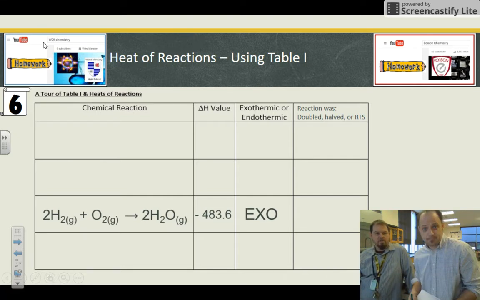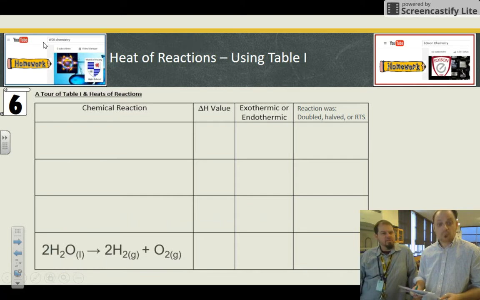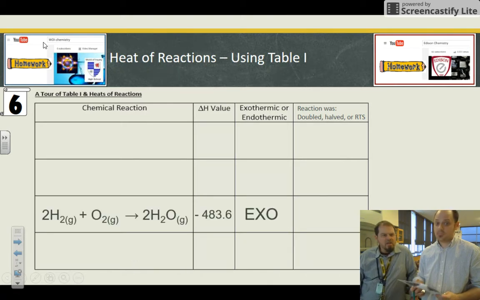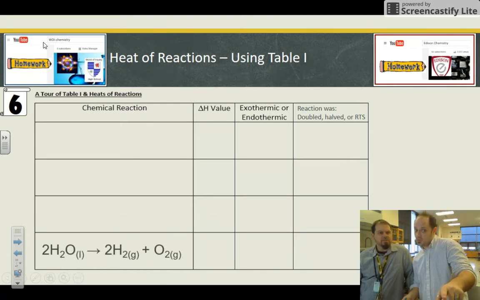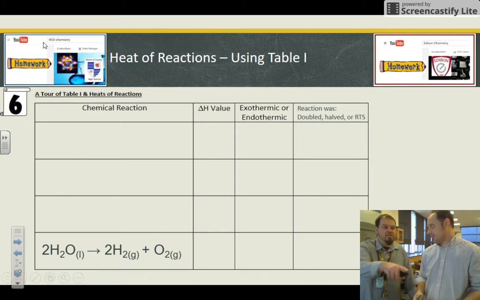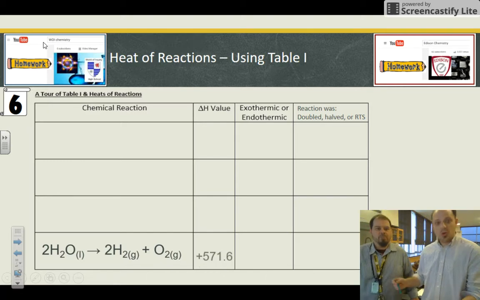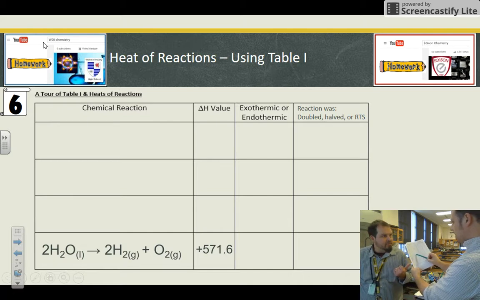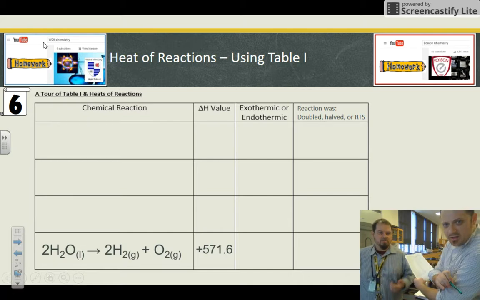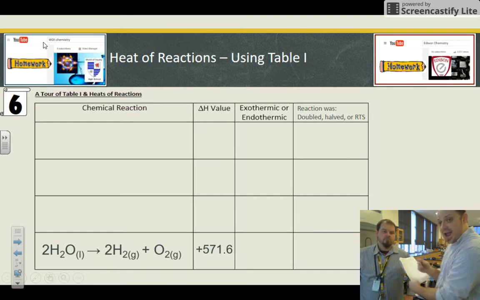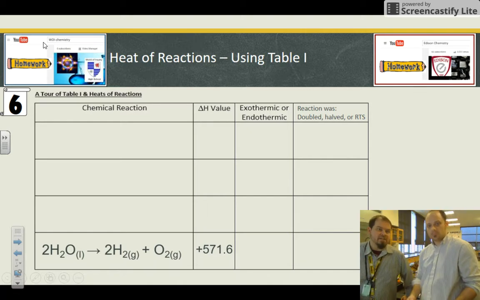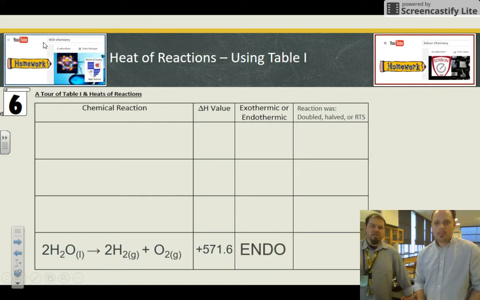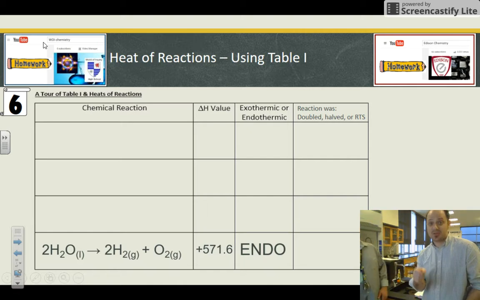Okay, cool. Next one is, oh whoa, wait. Hey, look, that one is switched. And it's a different reaction. It's the liquid one. So we would find that reaction on Table I and decide, oh, there it is. There's H2O liquid, but it says negative 571.6. So this one is positive 571.6 because it's flipped, because we flipped the reaction backwards. So now what was exo becomes endo. Was it doubled or halved? No, it was flipped. So you're going to have to write flipped in that space. Yeah, reversed.